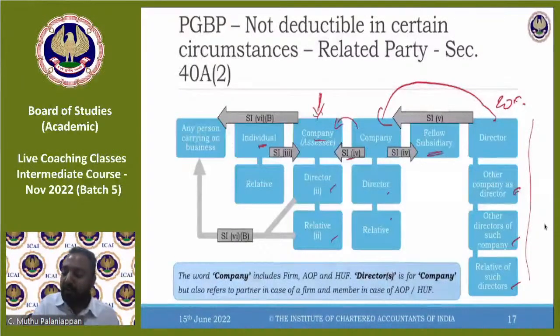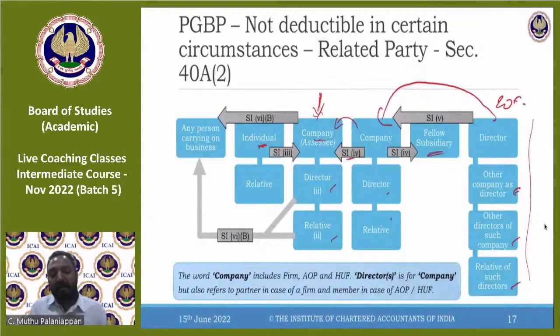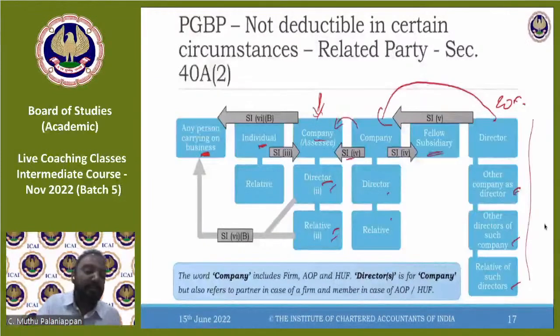Now when an individual owns substantial interest in a company, he is not a director, a general individual who is owning a substantial interest. The individual and relative of that individual become related parties. And the last thing I wanted to tell you is, we said director, relative of directors. If they own substantial interest in any other business, then this company and this person automatically become related parties.